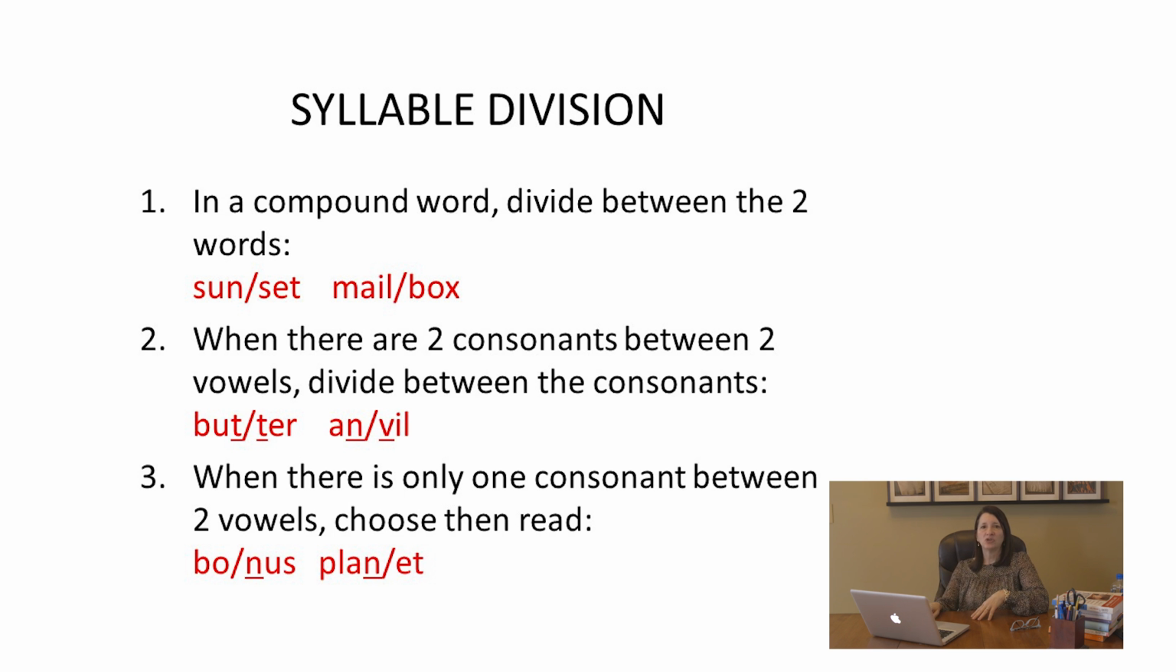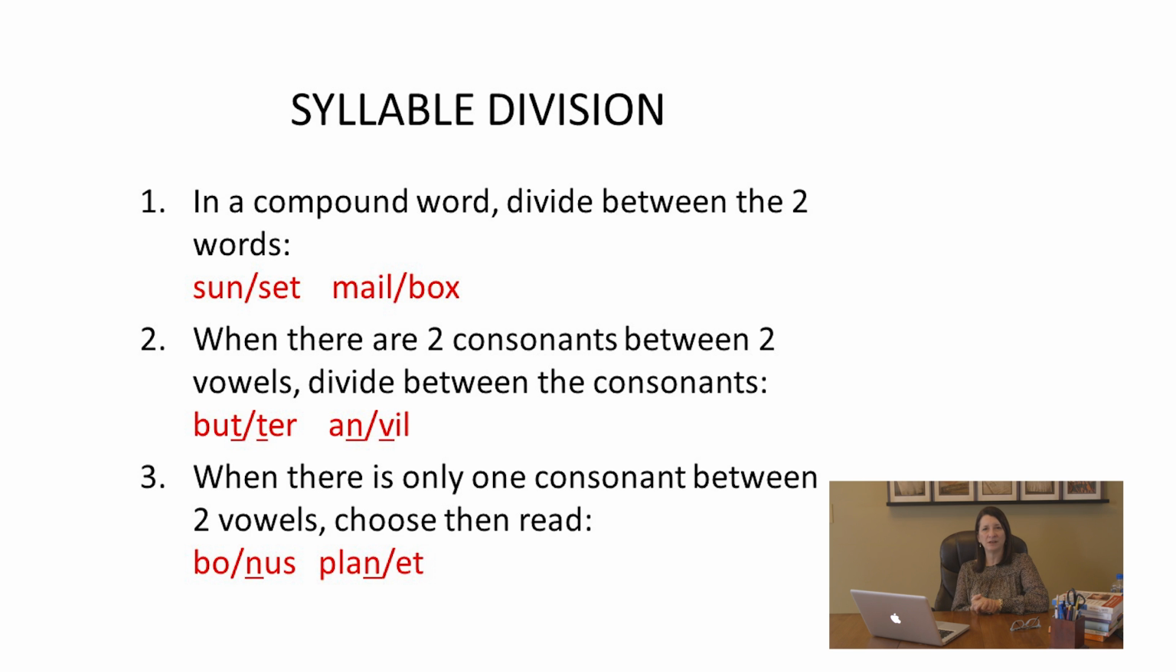All right, when there are 2 consonants between 2 vowels, we divide between those 2 consonants, just split there. So between the 2 T's in butter, and between the N and the V in anvil, and then you read what's left, closed syllables. Okay, and the U in but has to be short because there's a T closing it off. This rule of dividing between the consonants also solved the question in rule 1 of where to divide between the compound words too.